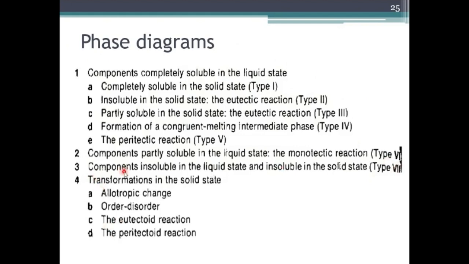The next one is transformations in the solid state, how it is getting transformed. Whether allotropic changes happen, or the atomic structure order changes, or any eutectoid reaction or peritectoid reaction takes place. Based on that, the phase diagrams will be classified.